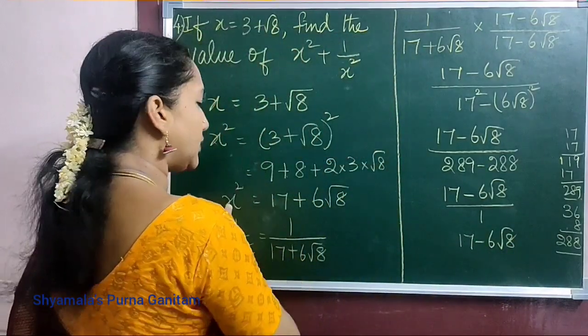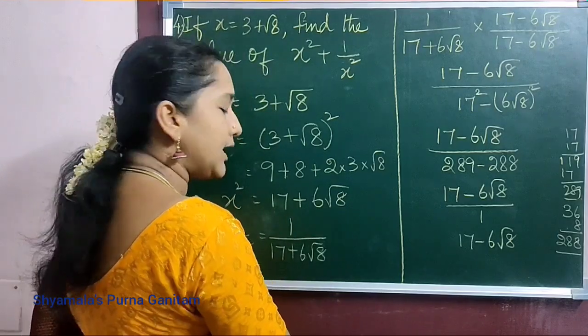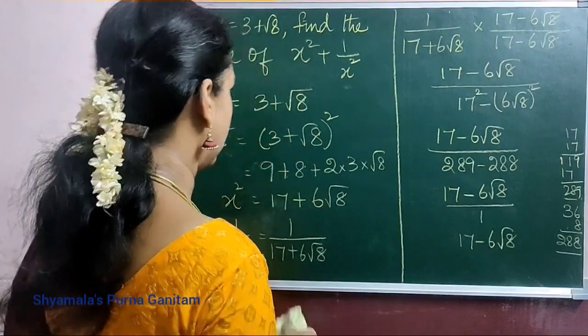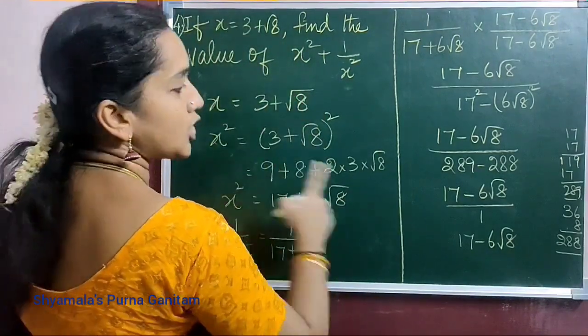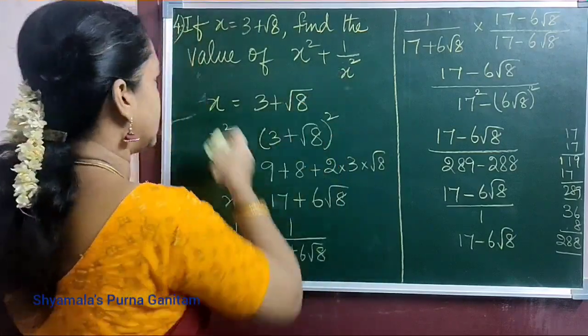So x squared value is 17 plus 6 root 8 and 1 by x squared value is 17 minus 6 root 8. Okay, then this is not our answer. We are asked to find the sum of these two things.